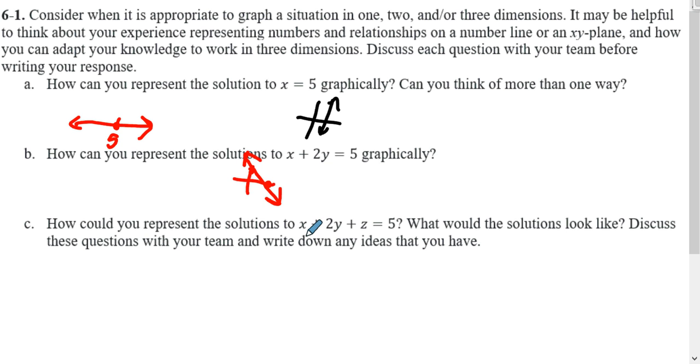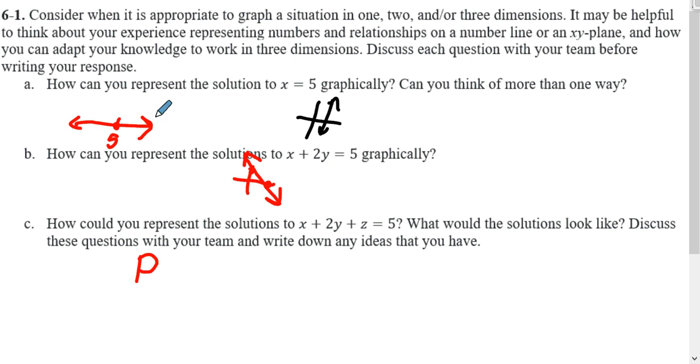Now we get into part C. Now we threw in a new letter. We threw in Z. So in 1 dimension, we had a point or a line. In 2 dimensions, we have a line. What do you think is going to happen in 3 dimensions? You guys laugh when he says triangle, but it actually will look like a triangle when we learn about these tomorrow. But it's not a triangle, but it's going to look like it when we graph it 2-dimensionally.